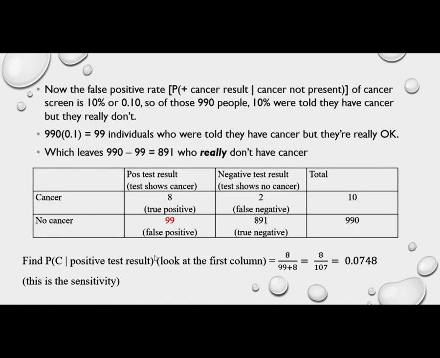So, to find the probability of cancer given a positive test result, we're going to look at the first column. 8 over 99 plus 8. That's 0.0748. This is also known as sensitivity.